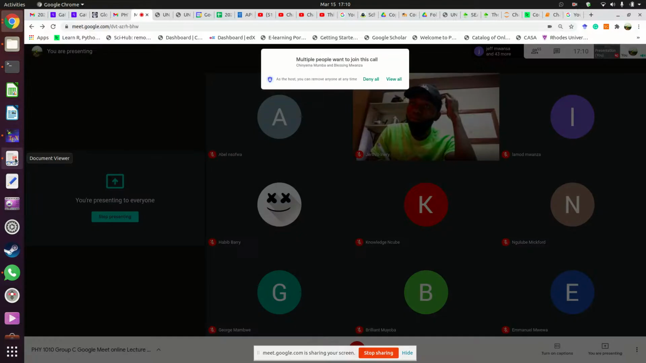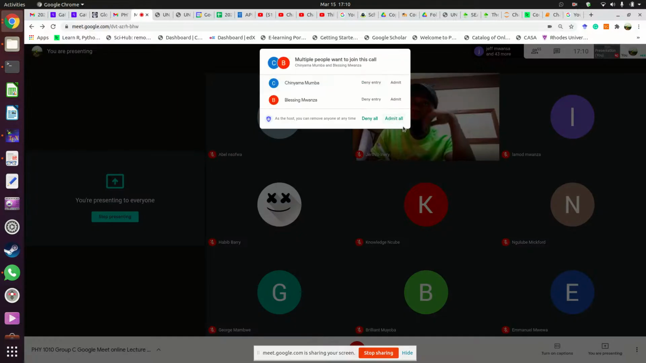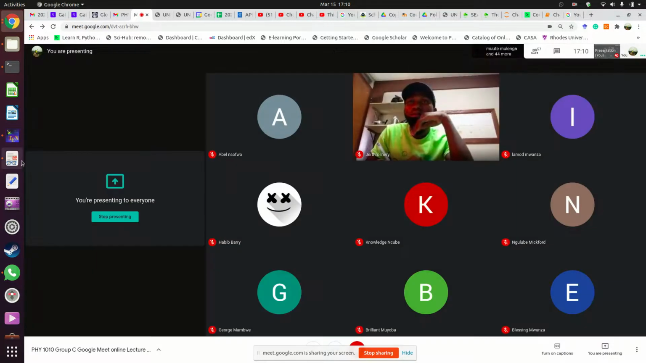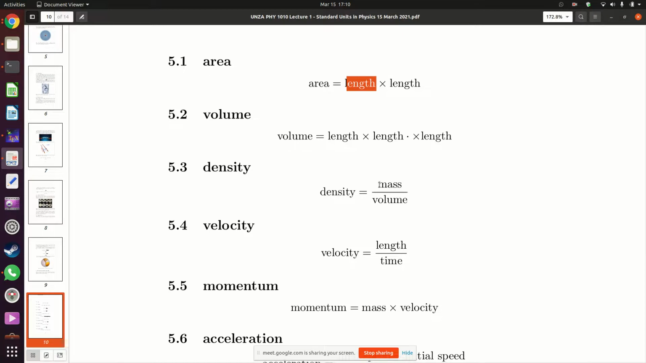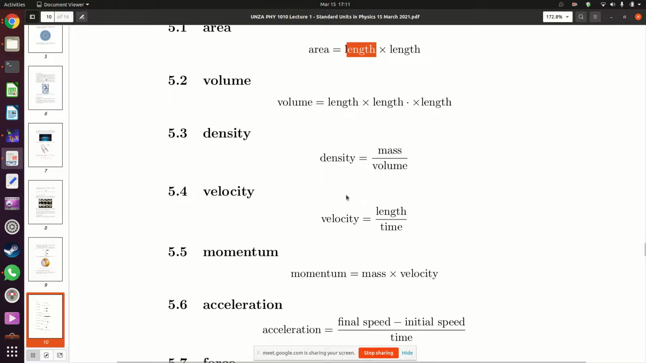Next, we move on to density. For you to obtain the density, you divide the mass of an object by its volume. So here, you are doing a division. You have to remember 2 things: either you multiply or you divide. So for density, you divide the mass by the volume, and you get the density.